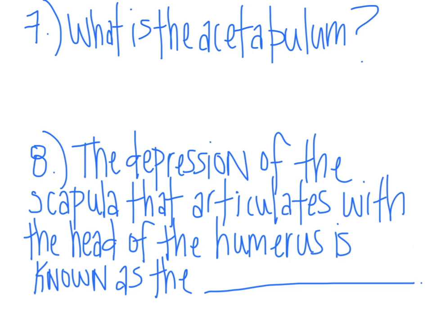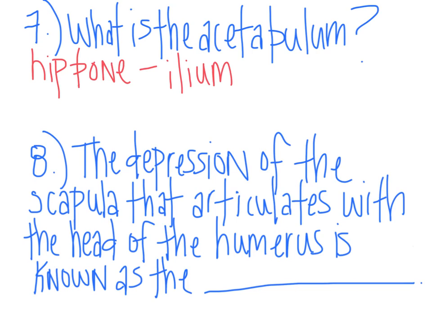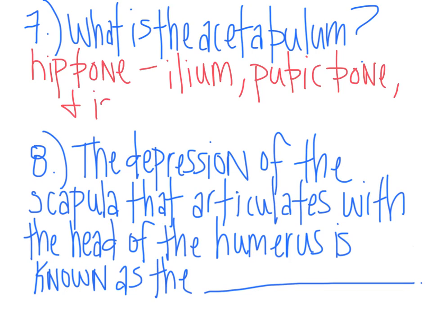Question 7, what is the acetabulum? Again, this is on your flashcards, but this is basically where it's on your hip bone. So if you want to put hip bone, in case you forget, so hip bone. This is where your ilium, which is your big hip bone part, the pubic bone, again, part of your hip, and your ischium, also part of your hip, meet. So all 3 of these bones come together at this point.